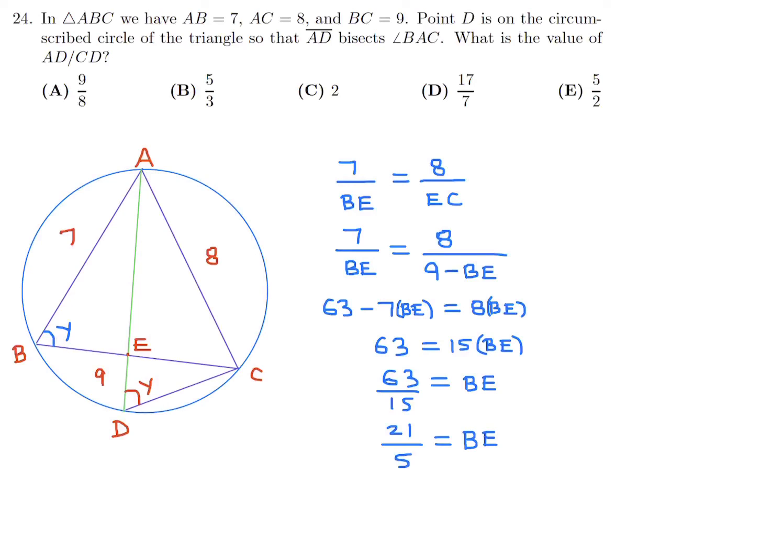Now, do we know any other clues? Well, there's that big one that they gave us in the question, which is that the point D is on the circumscribed circle of the triangle, so that AD bisects BAC. AD, this line, bisects BAC. So that means this is X and this is X.